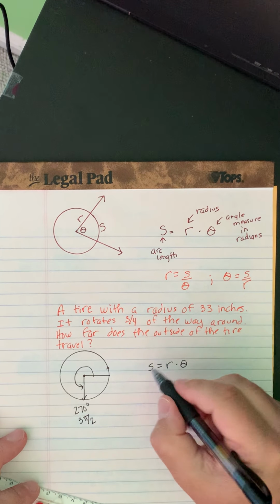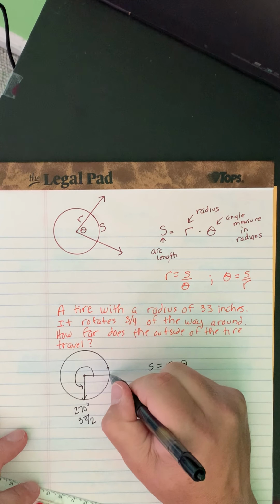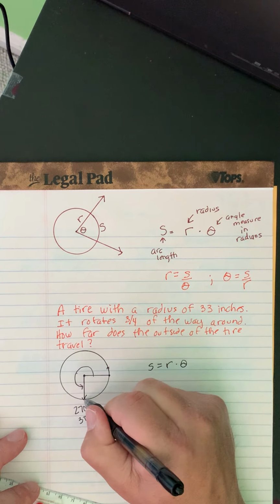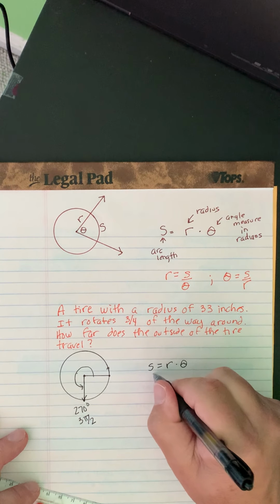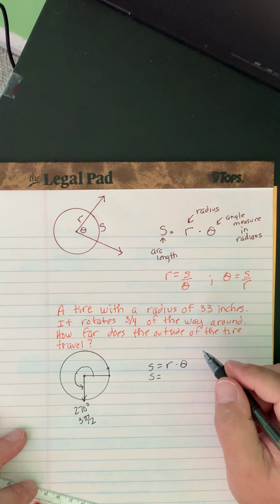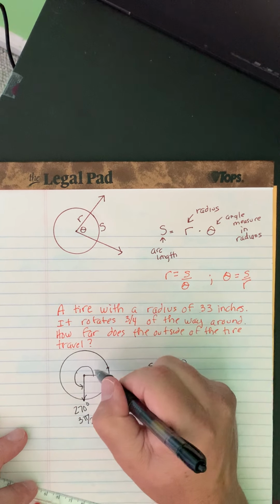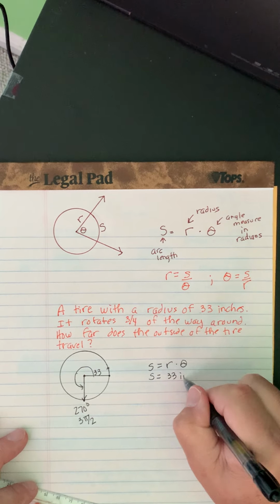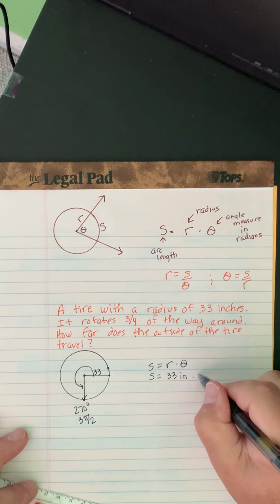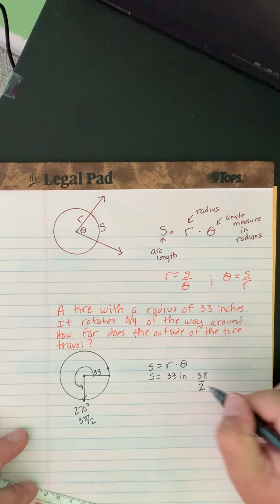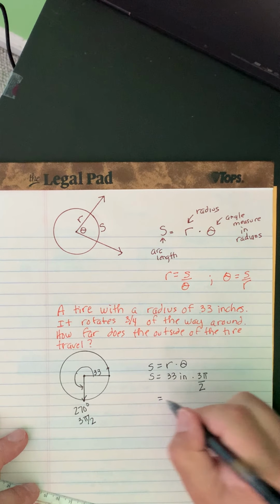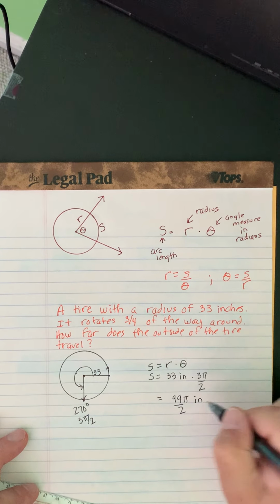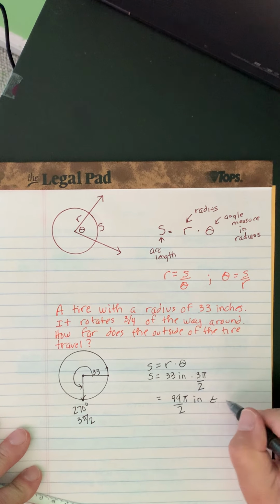S is what we're trying to find out. If there was a mark right here, how far would it travel along this outside to get to right here? So S equals the radius. The radius of the tire is 33 inches. So 33 inches times 3 pi over 2. My exact answer would be 99 pi over 2 inches. That's exact.